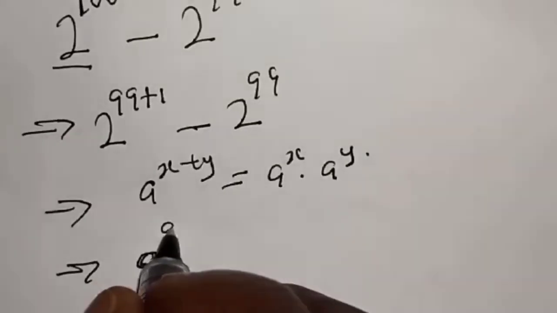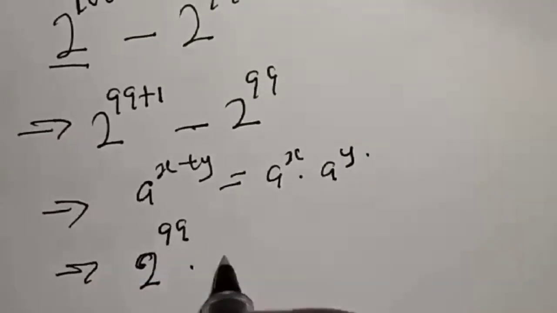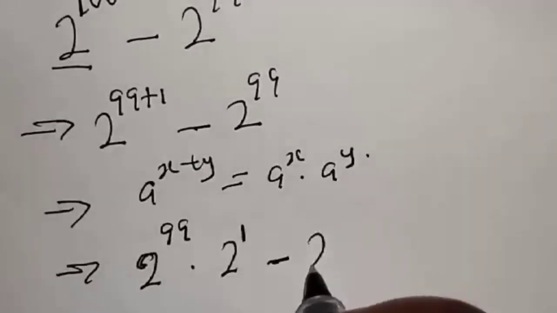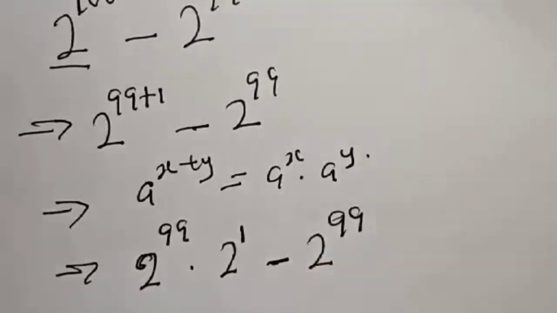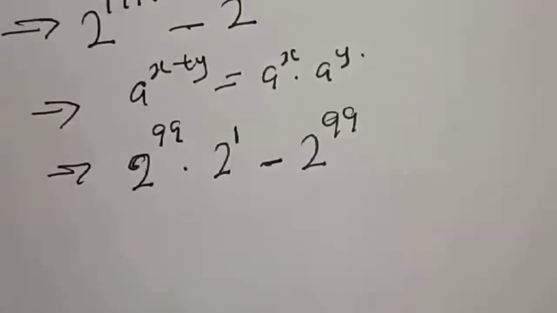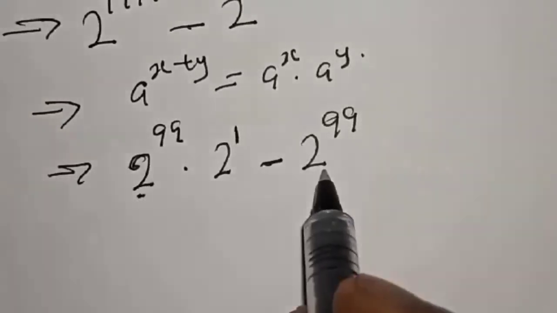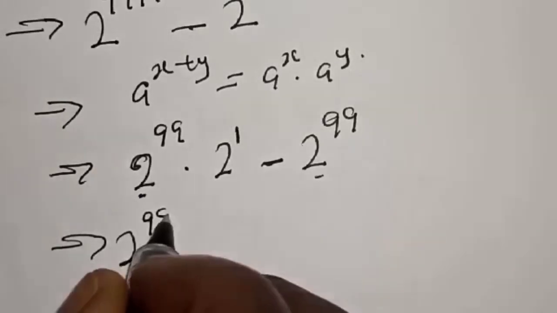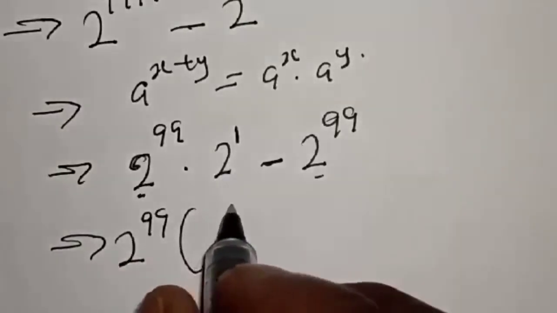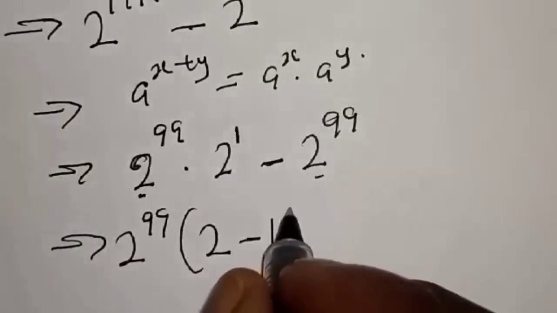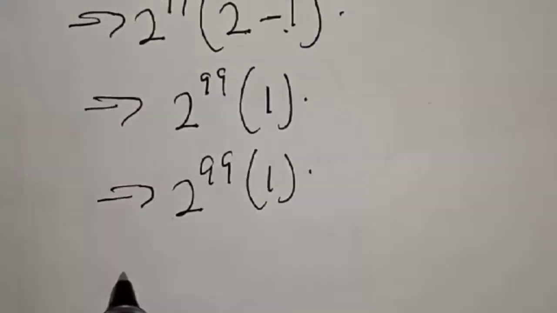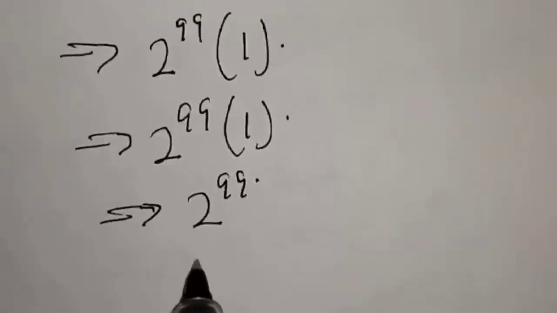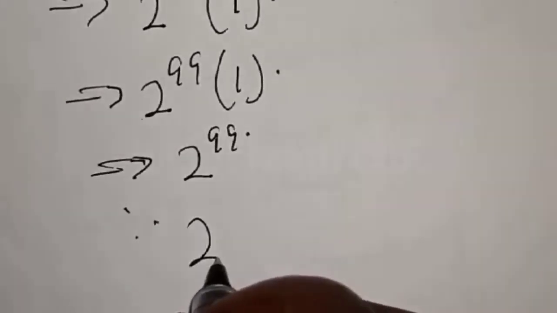2 raised to power 99 multiplied by 2 raised to power 1 minus 2 raised to power 99. But from here, we have 2 raised to power 99 here, and we have 2 raised to power 99 here. Let's factor it out. 2 raised to power 99 into 2 raised to power 1, which is the same thing as 2, minus 1. 99 times 1 is the same thing as, well, 2 raised to power 99. Therefore, our final answer is 2 raised to power 99.